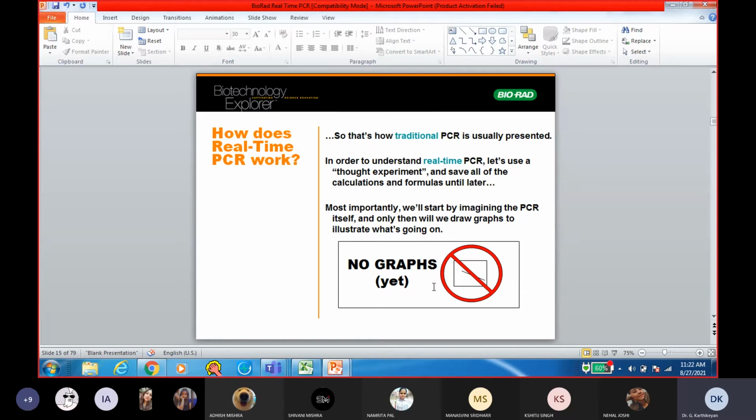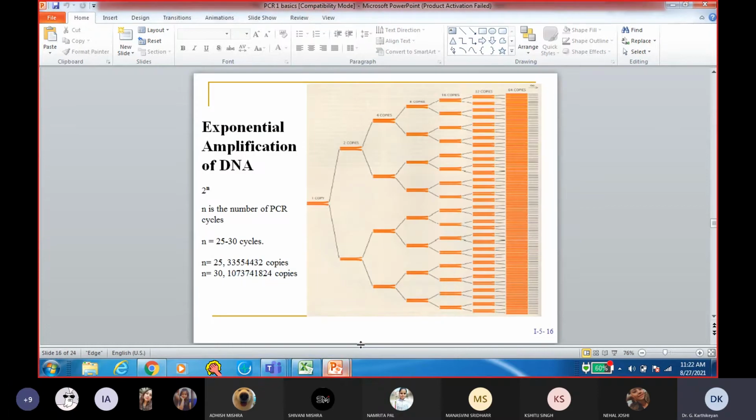In order to understand real-time PCR, let's use certain numbers and some thought experiments. You remember I said that the amount of amplification is given by a very simple mathematical formula, which is 2 raised to the power n, where n is the number of cycles. The number of cycles could be 25 or 30, and depending on whether n is 25 or 30, the copies are going to be extremely different. There is an exponential increase.